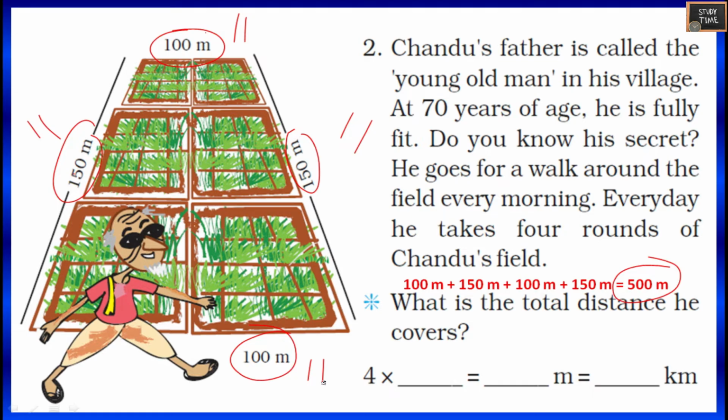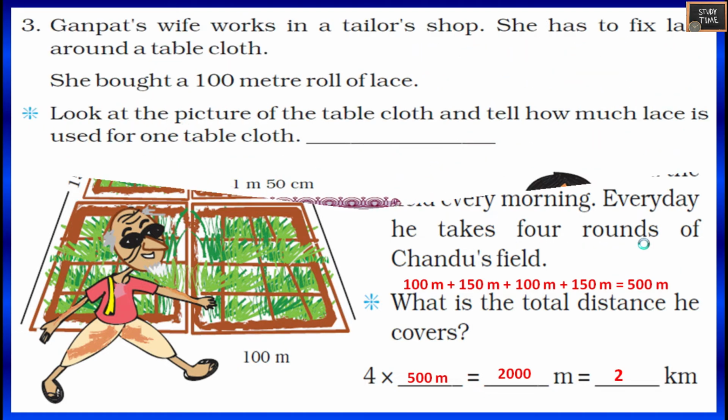So totally he covers 4 rounds every day. So 4 into 500 meter is 2000 meter, which is equal to 2 kilometer because 1000 meter equal to 1 kilometer. So 2000 meter equal to 2 kilometer.